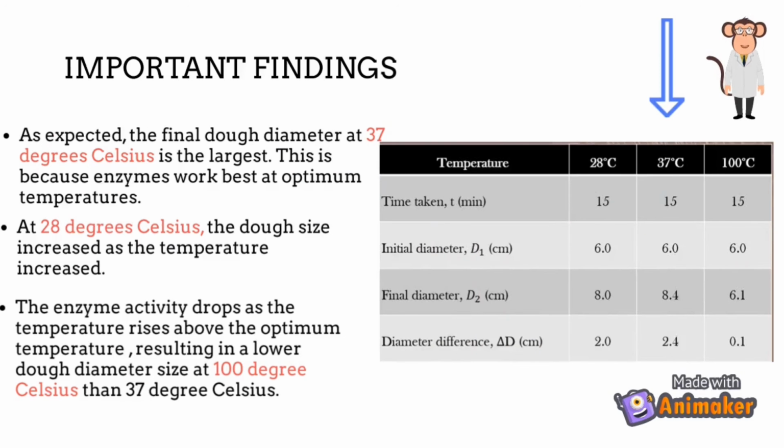To conclude this mini project, some important findings are highlighted. As expected, the final dot diameter at 37 degrees Celsius is the largest. This is because enzymes work best at their optimum temperature, which in this case is 37 degrees Celsius. At 28 degrees Celsius, the dot size increased as the temperature increased. However, the enzyme activity dropped as the temperature rose above the optimum temperature, resulting in a lower dot diameter size at 100 degrees Celsius compared to both 37 degrees Celsius and 28 degrees Celsius.